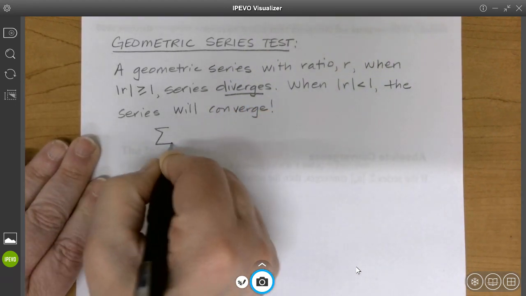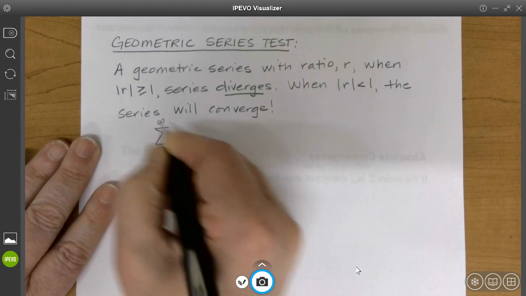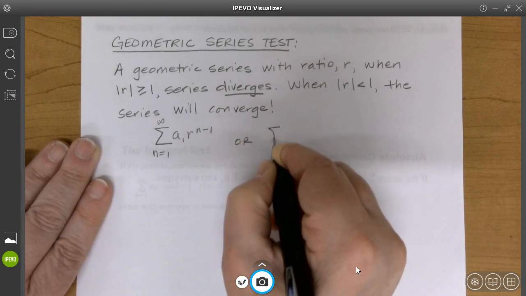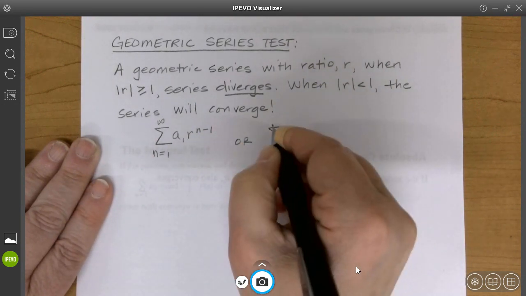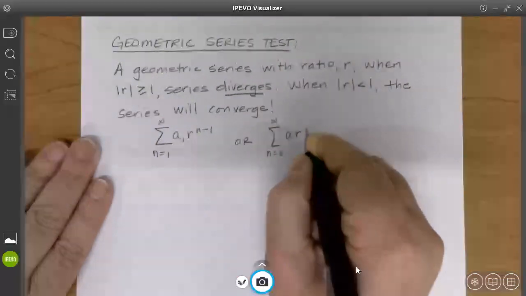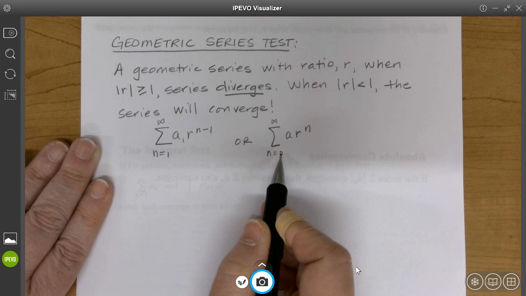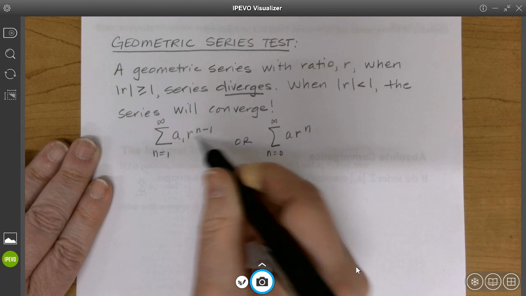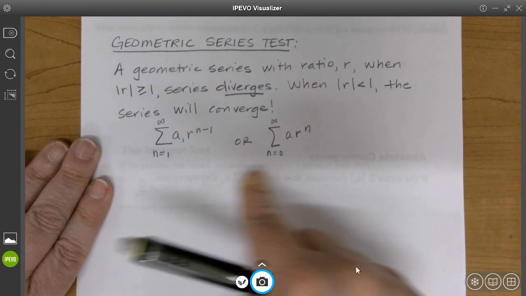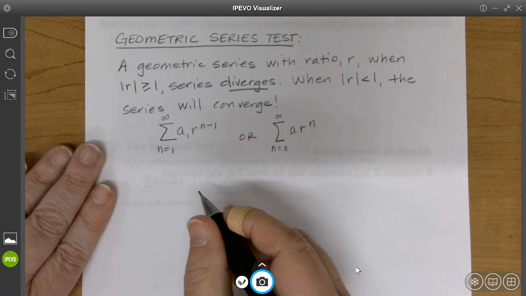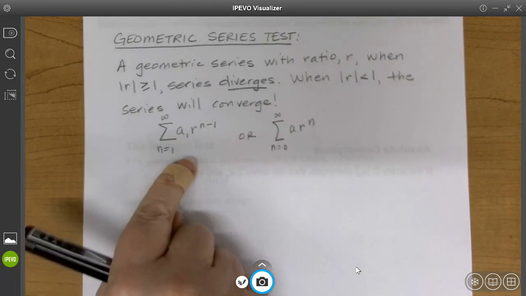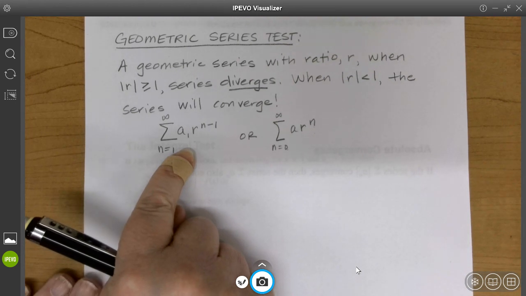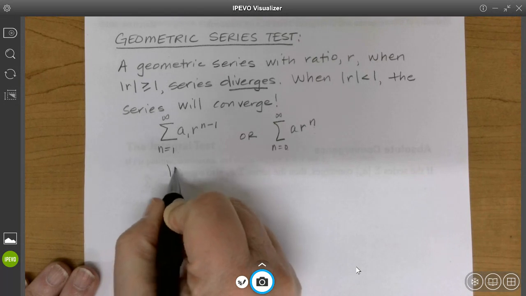Well, a geometric series is the sum from n equals 1 to infinity of a sub 1 times r to the n minus 1. And I've seen it in some books as this sum, so let's write it down: n equals 0 to infinity of a r to the n. And these are equivalent. When n starts at 0, we'll spit out equivalent terms. You just start at 0 versus 1. So we know that this geometric series from 1 to infinity of a sub 1 times r to the n minus 1 will converge when the absolute value of r is less than 1.